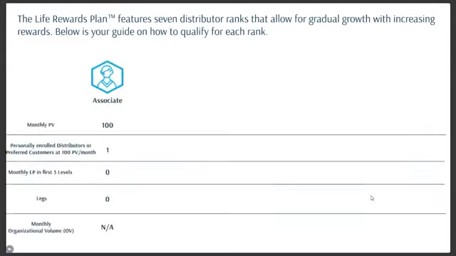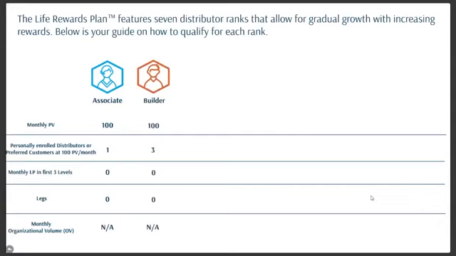So we actually have 7 different ranks in the Life Rewards Plan, and each rank is designed to give you good gradual growth goals and rewards. So let's go ahead and look at what it takes to qualify for each one of those ranks. The very first rank is associate. And the way to qualify for the associate rank is to make sure that you have at least 100 PV and that you at least personally enroll one distributor or preferred customer that also has 100 PV. So every single month that you do this, you'll qualify at the associate rank.